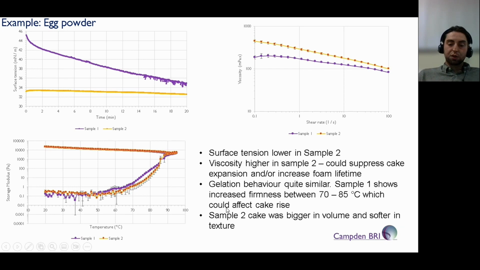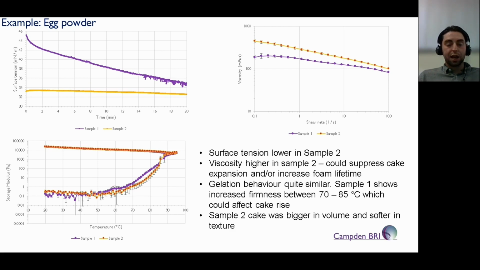But the results that we saw from this, when we then used those same two egg powders to make cakes, is that the sample 2 cake, so the one with the lower surface tension, gave a bigger volume cake and a softer texture. So volume and texture are often related, but what we're seeing with exactly the same recipes, the only difference being the egg powder, is that it was the surface tension that gave a good indication of the quality of the cake.